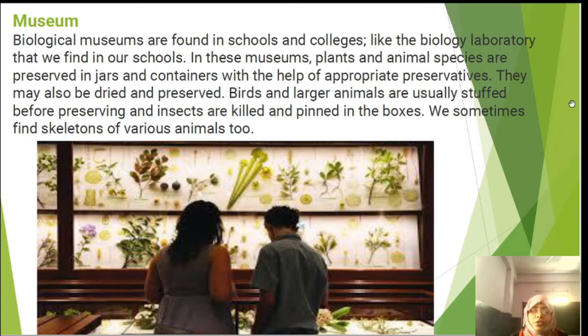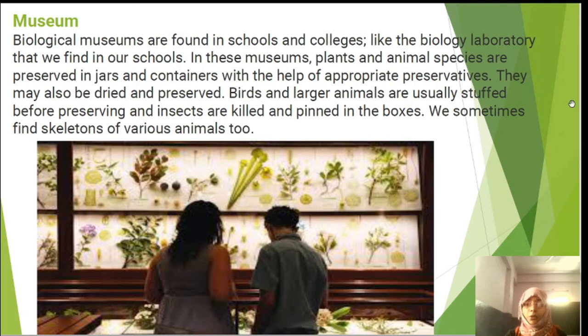Next you have museums. What is a museum? You have great knowledge about museums. Biological museums are found in schools and colleges, like the biology laboratory. We have biological museums in our college or school itself. So what do these contain? These contain some pressed materials. You can see extinct plants or some new plants kept on a paper sheet or a glass sheet so that you can see those plants and get an idea about their classification, which family they belong to, and what the uses of those plants are. They may be dried and preserved. Plants cannot be kept directly because they contain moisture and the tissues get damaged, so plants are usually dried and then preserved.